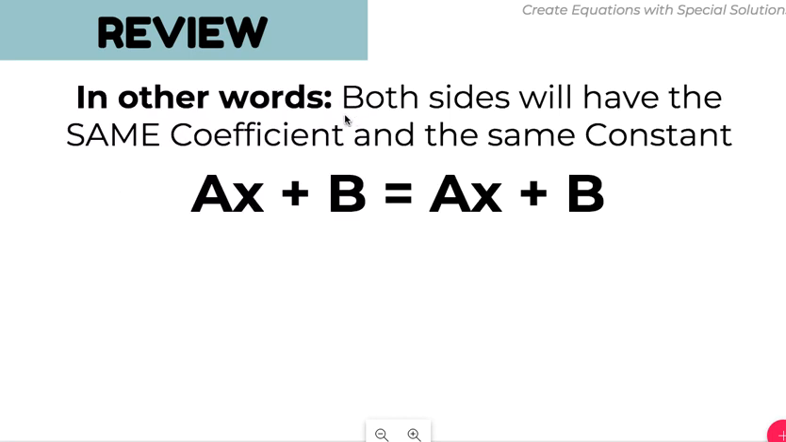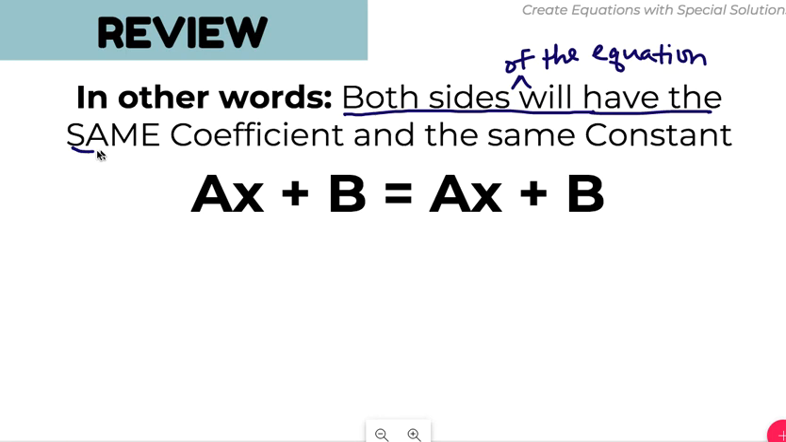So in other words, here's what I want you to copy. Both sides of the equation will have the same coefficient and the same constant. That's important. So copy down this part I underlined. And if you think about the last equation, it was 2x plus 6 equals 2x plus 6.